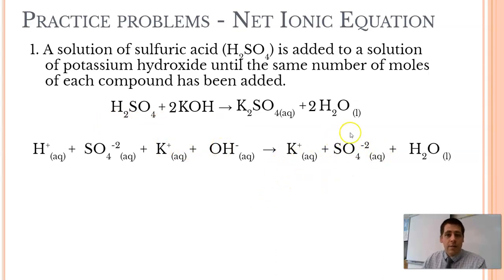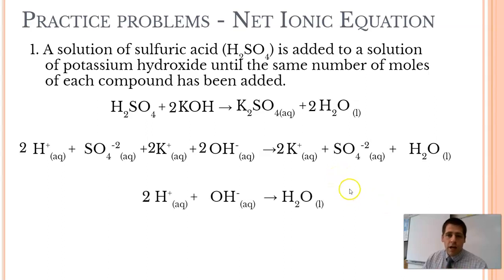the product side. Except now water molecules are not going to split up into ions, right? Water is a molecule that stays together. It does dissociate to some degree, but in general, we think of it as staying as H2O. Now, carry down these coefficients of 2 to make sure you have the right number of everything on both sides, right? This is your complete ionic equation, everything that's in solution, right?